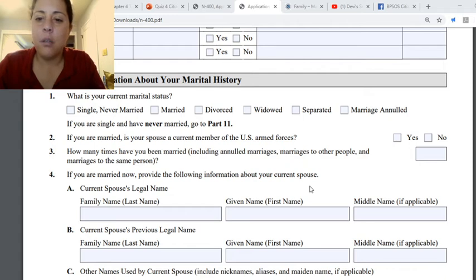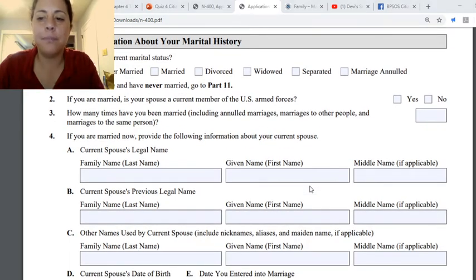Number 2, if you are married, is your spouse a current member of the U.S. Armed Forces? Remember, current means right now. So is your current husband or wife a member of the U.S. Armed Forces? Yes or no? Then number 3, how many times have you been married? 1, 2, 3. Write the number in the box here.